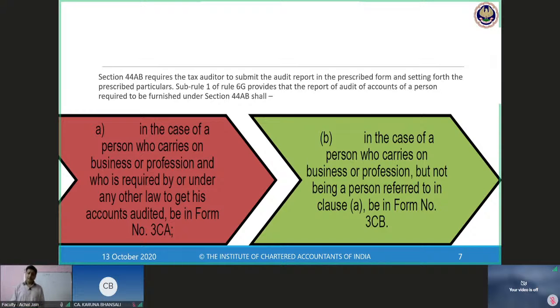In case of a person who carries on business or profession and who is required by or under any other law to get its accounts audited, will issue his audit report in form number 3CA. We are saying this will apply. Okay, and we are talking about audit report.